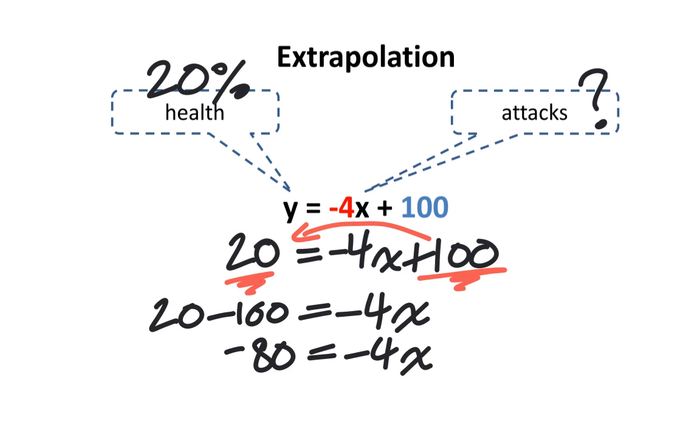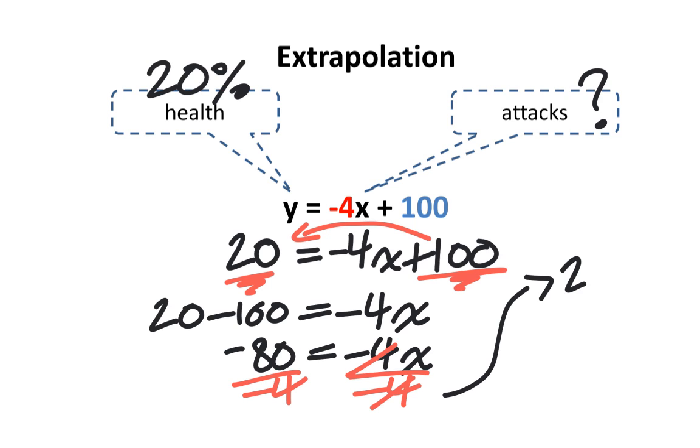At this point, I'm going to divide this by negative 4 because the opposite of multiplying something by negative 4 is dividing it by negative 4. And what you do to one side of an equation, you have to do to the other side of the equation. These 4's are going to cancel out. And negative 80 divided by negative 4 becomes positive 20. Therefore, it will take 20 attacks before your health decreases to 20%.